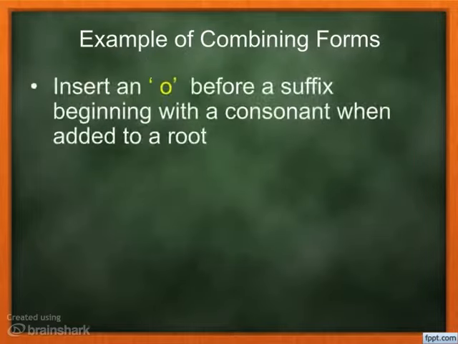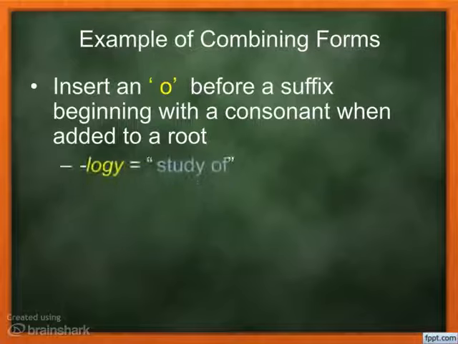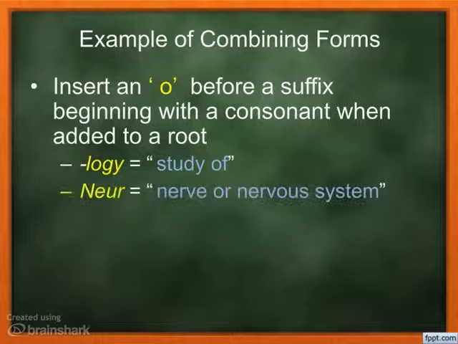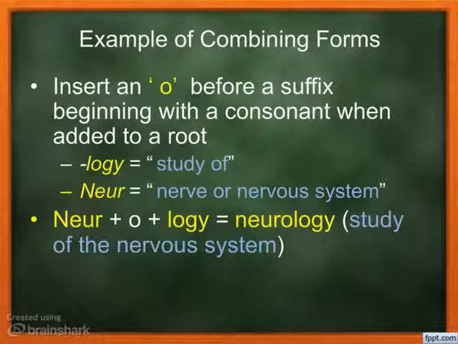So a few more examples of combining forms. As I mentioned, you omit the O before a suffix that starts with a vowel, but in the case of a suffix that starts with a consonant, then you would add the O. So, I mentioned this before, ology, O-L-O-G-Y, is a suffix that means the study of. So, ner is nerves or the nervous system. You put the two together with a combining O and you have neurology, the study of the nervous system.